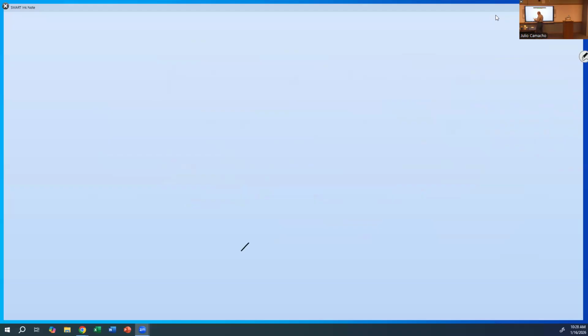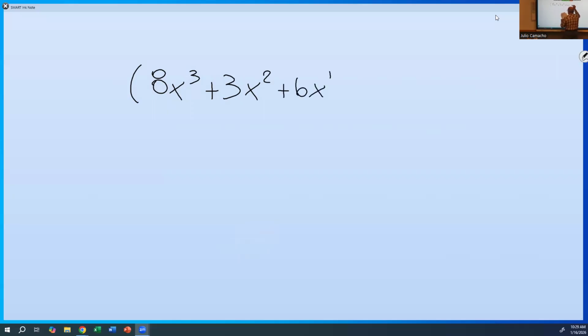In our second example, we have parentheses, you have 8x to the third power plus 3x to the second power plus 6x to the 1 power plus 3. That is one parenthesis minus another parenthesis. You have 3x to the second power minus 7x to the 1 power plus 2.